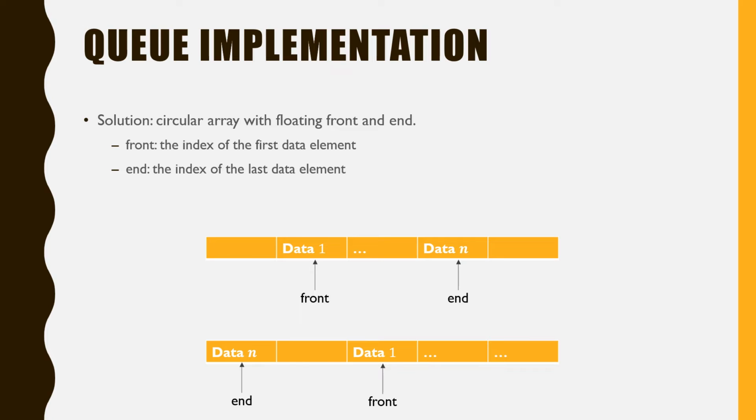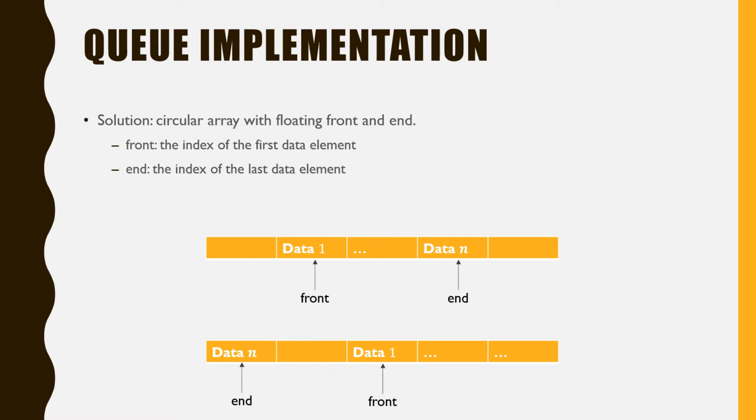The solution is to implement a circular array with floating front and end. Specifically, front and end are two array indexes that point to the first and the last data elements, respectively. In other words, they characterize the range of the data elements.